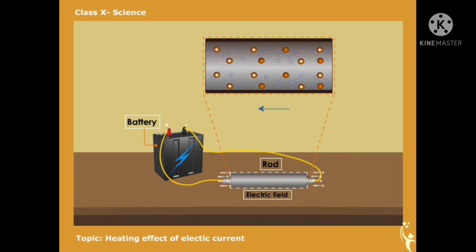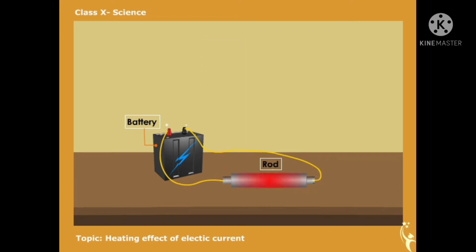They transfer their kinetic energy gained from the chemical energy of the cell. Due to this transfer of energy, the kinetic energy of vibration of atoms increases, which in turn increases the temperature of the conductor. Thus, when the current flows through a conductor, heat is produced.